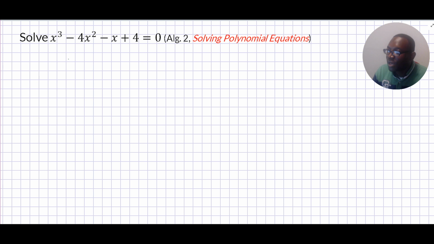Okay, let's see. We can start by grouping the terms. Let's group this right here, and then group this right here. Now we're going to find the greatest common factor of these two terms. Looking at it, you can see x cubed, and then you have minus 4x squared.